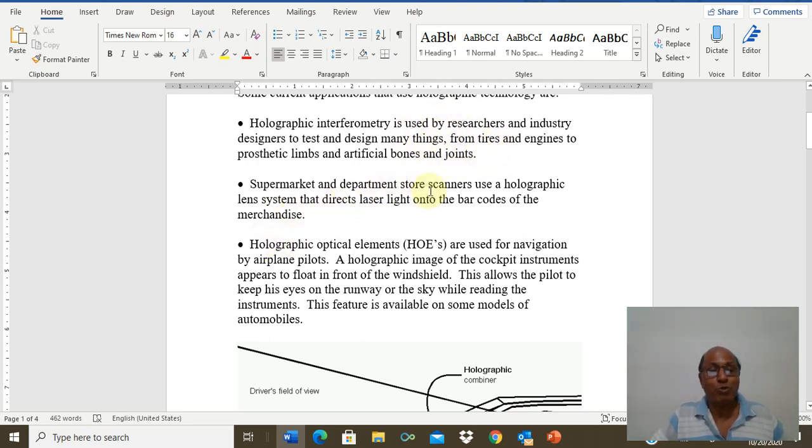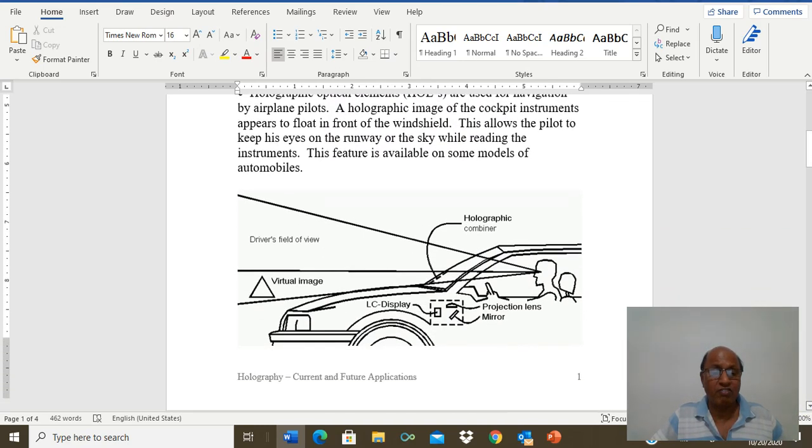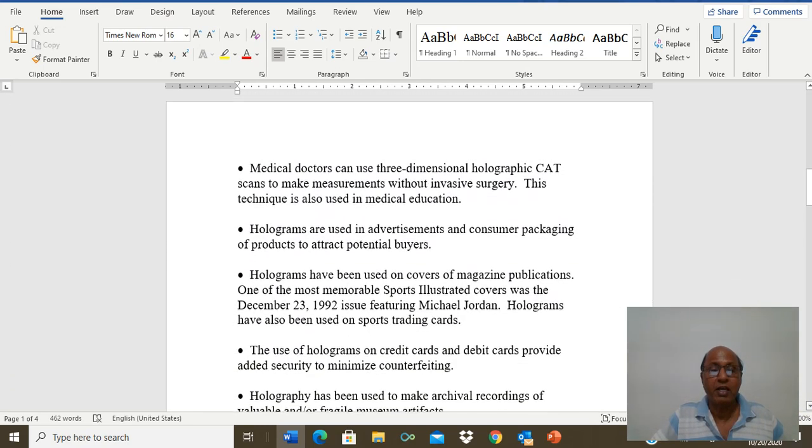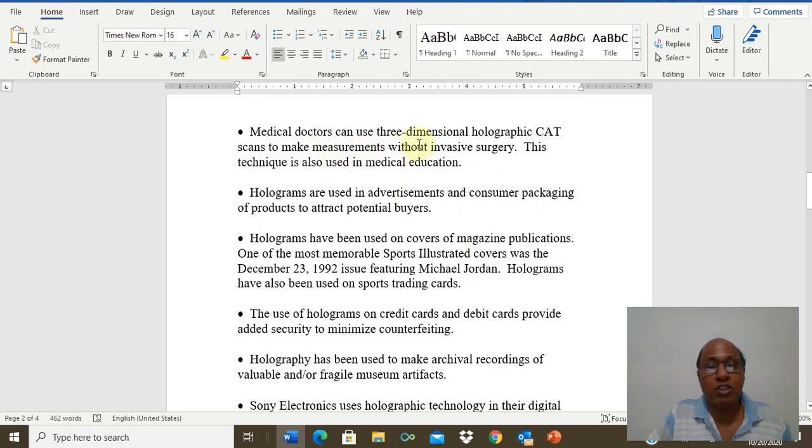Here they are using thick holograms. Supermarket and department store scanners use a holographic lens system that directs laser light into the barcodes of the merchandise. Now this is using a thin hologram. Holographic optical element I just discussed. In fact, I took this from this reference only. This we have already discussed. Medical doctors can use 3D holographic CAT scans to make measurements without invasive surgery. See, this is very important, how the technology is helping people.